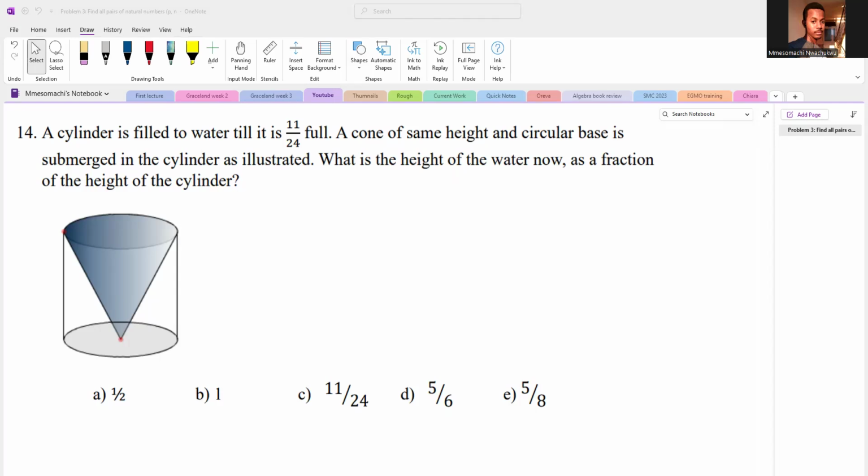Okay, so first of all, we have a cylinder, and there is water in this cylinder. Water till it is 11/24 of the height. Then a cone is submerged, as illustrated.